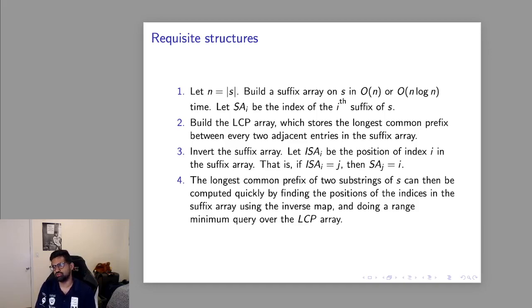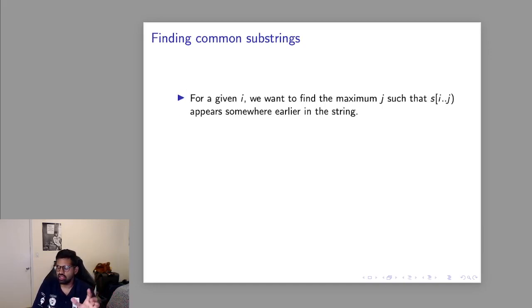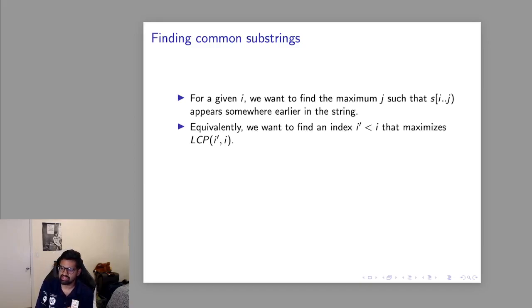So how is that useful? Why did I go into that digression? Well, this is the problem we're trying to solve. We want to find the longest substring that appears somewhere earlier. Another way of writing this is there's some index I prime which appears before I, and the LCP of I prime and I is maximized.